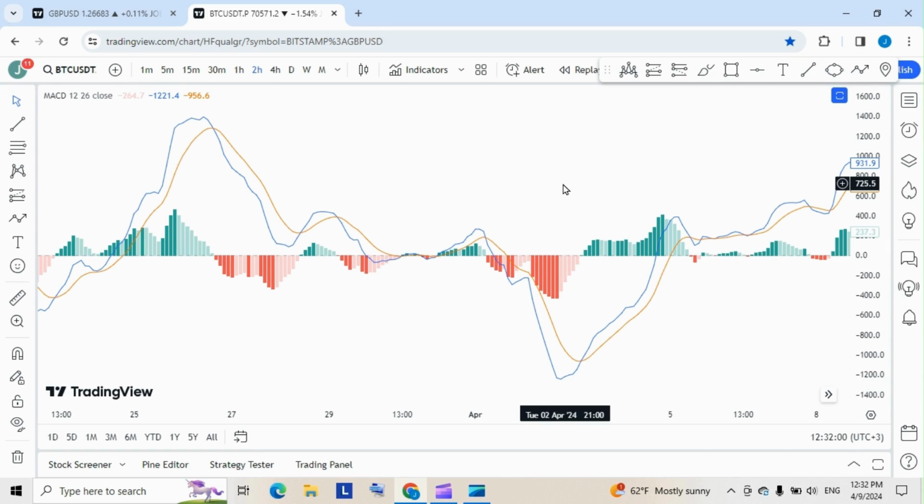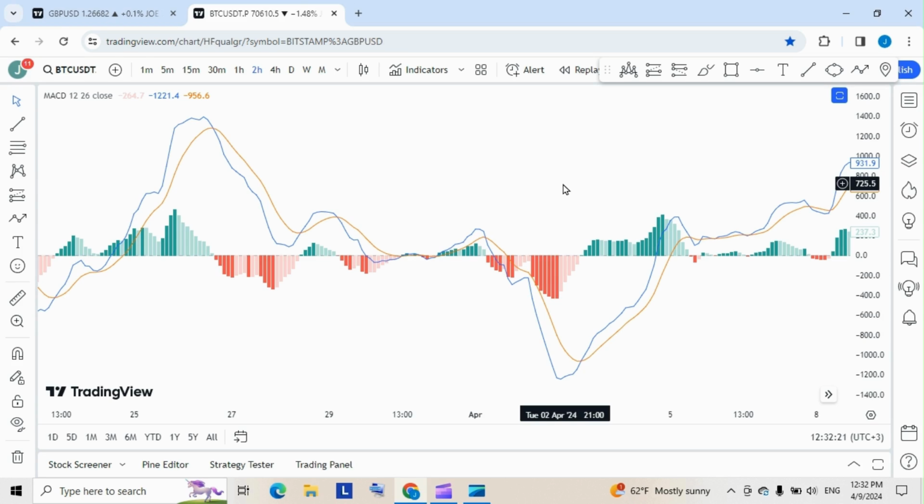In this tutorial, I'm going to show you how to use the MACD indicator. Indicators are basically technical tools that help you identify a trend, enter a trade, and decide when to exit a trade. They are part of technical analysis.